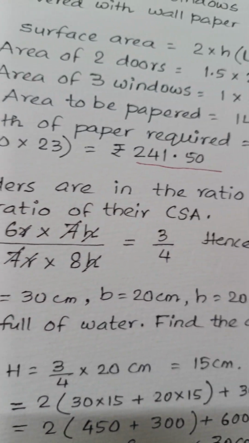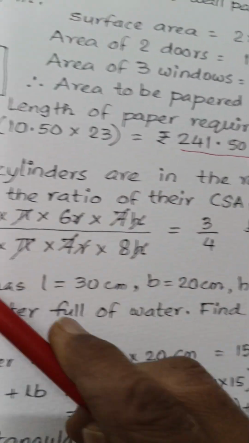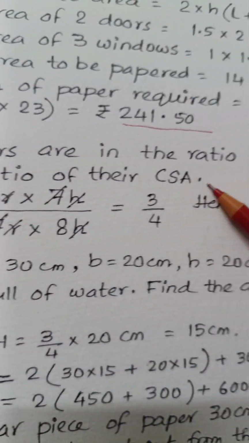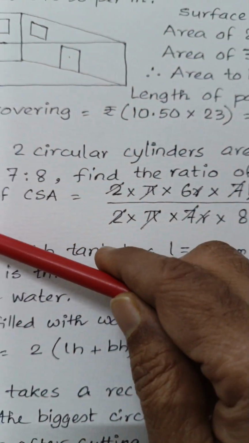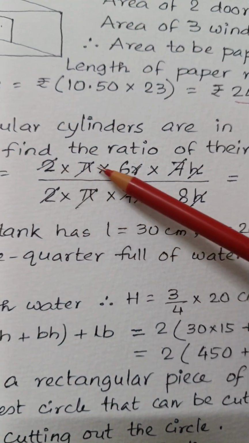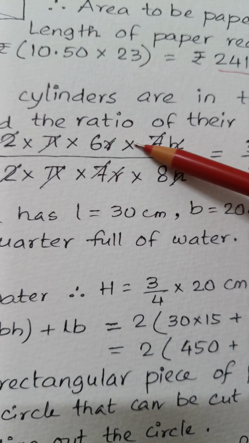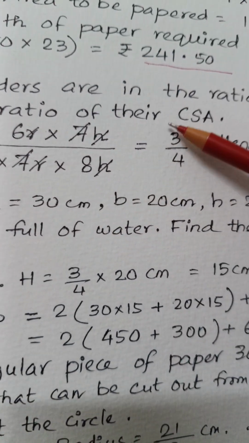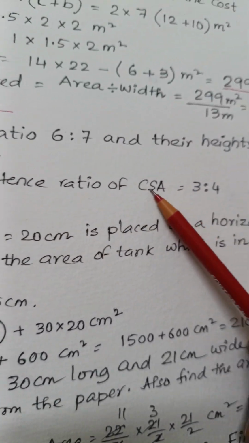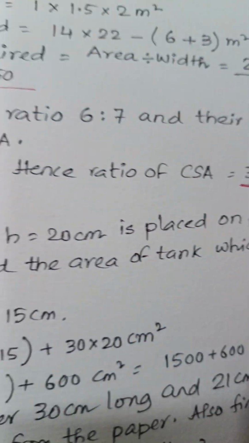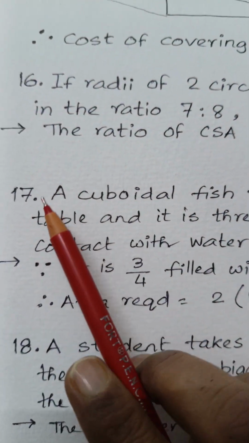Number 16. If radii of two circular cylinders are in the ratio 6:7 and their heights are in the ratio 7:8, find the ratio of their curved surface area, CSA. The ratio of curved surface area is equal to 2 pi RH of the two circular cylinders. That is 3/4. Hence ratio of curved surface area is 3:4.